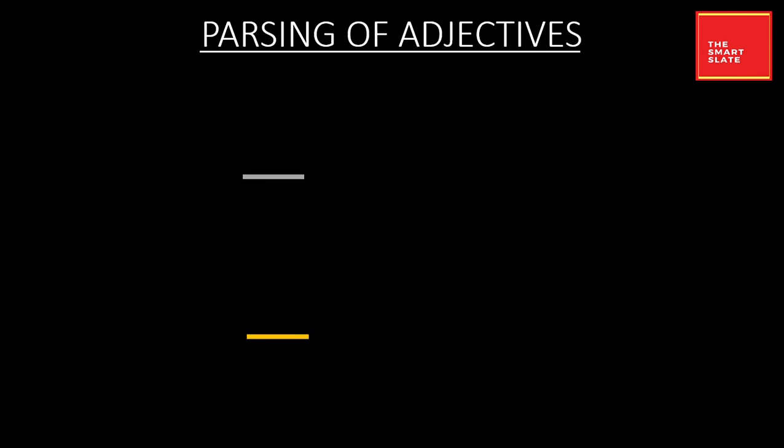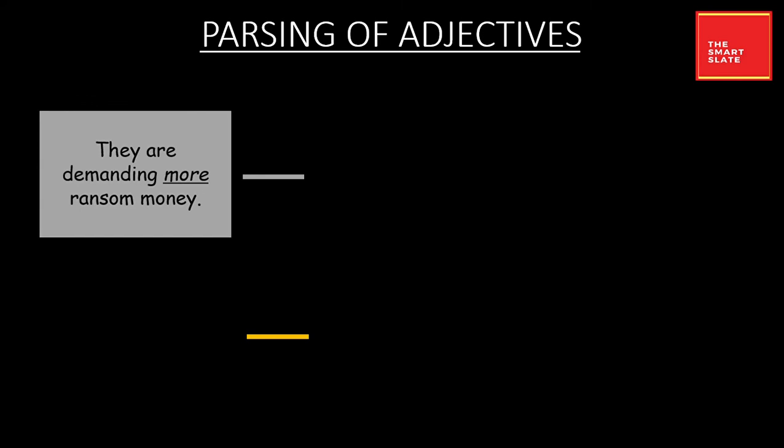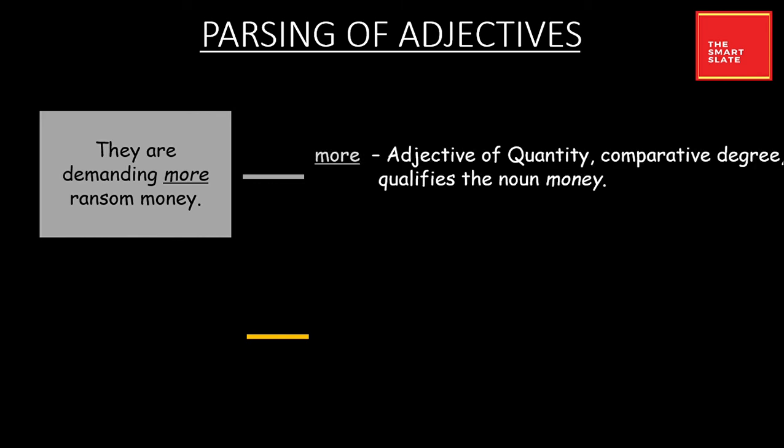Next is adjectives. They are demanding more ransom money. So more is your adjective. Adjective of quantity, it is in comparative degree and it qualifies the noun money. What are they demanding? More. So they are demanding money, more money. So the noun the particular adjective is qualifying is money.